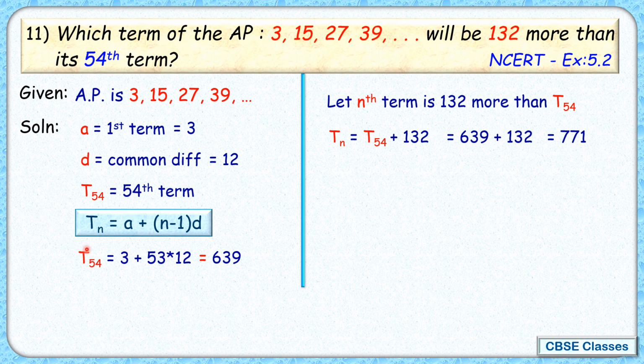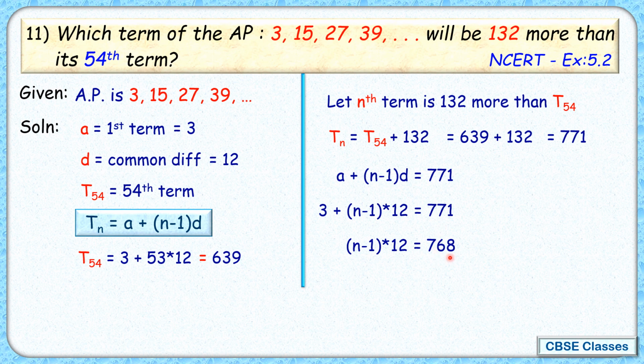Now again using this nth term formula, we'll get A plus (n minus 1)D, that is the nth term, and that we have calculated as 771. Putting the values here, A is 3 and D is 12. Now solving it, this 3 will go on the other side, so (n minus 1) times 12 is 768.